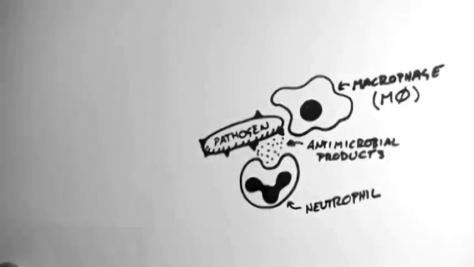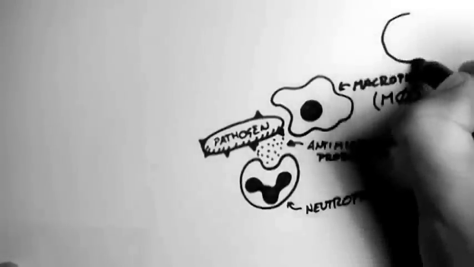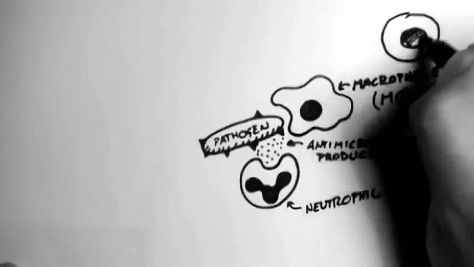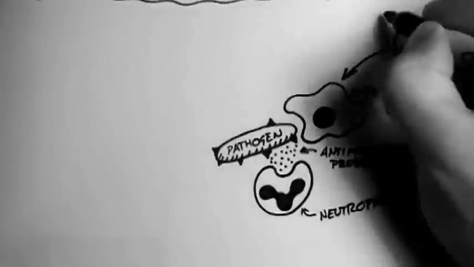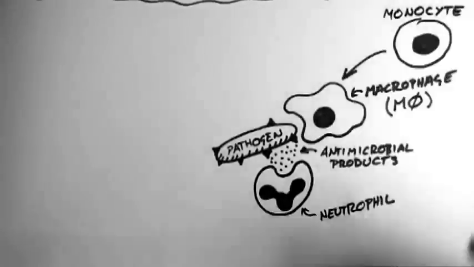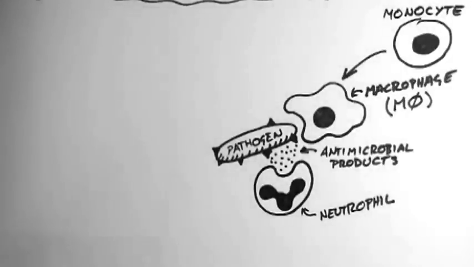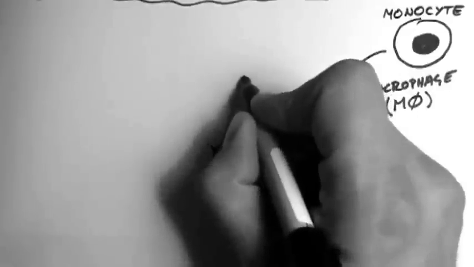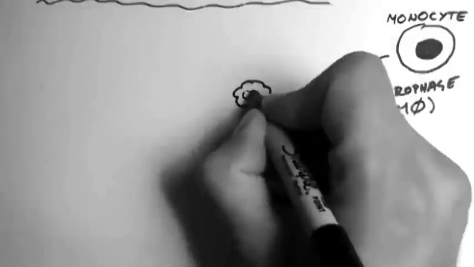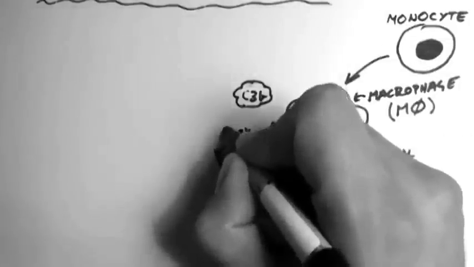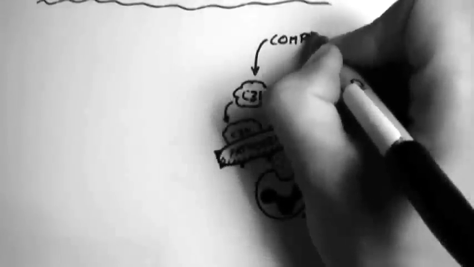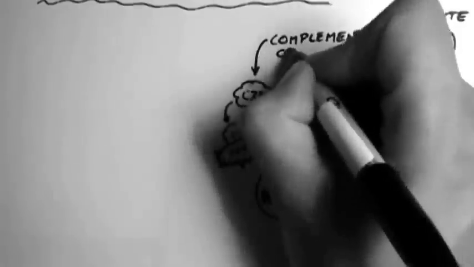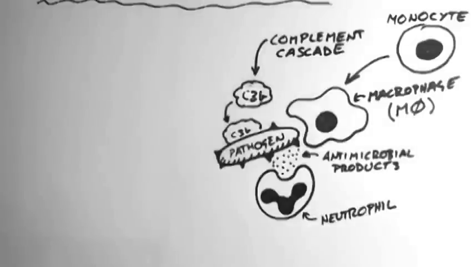M with a circle with a dash through it is an abbreviation for a macrophage. And these arise from monocytes which float around in the blood. And the macrophage attempts to eat the pathogen. Now, floating around in the blood are a lot of proteins which recognize pathogens. The most important is known as C3b, and these attach onto the surface of the pathogen and trigger a whole lot of events. And this is what's known as the complement system, or the complement cascade.